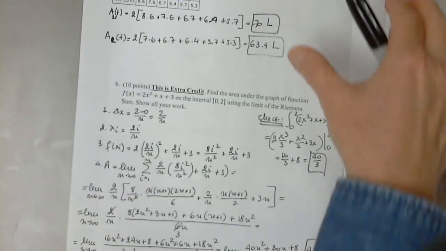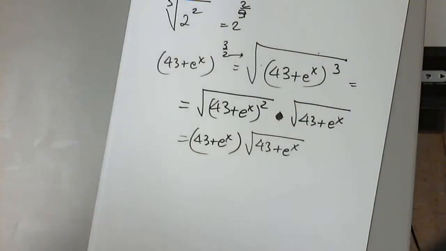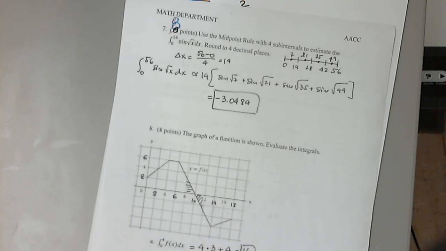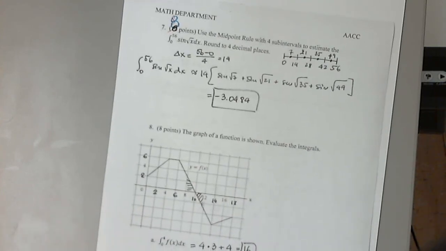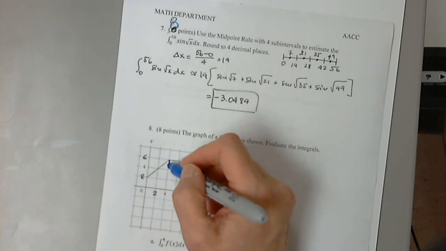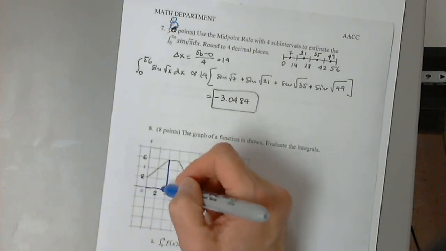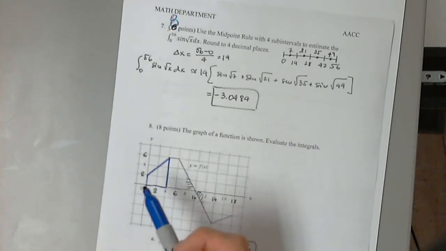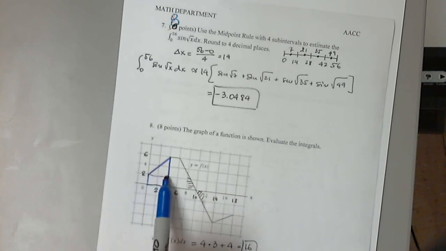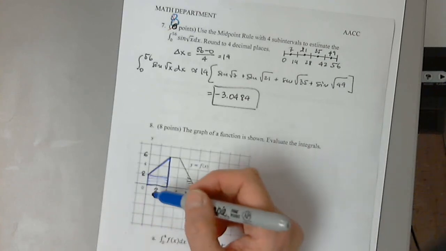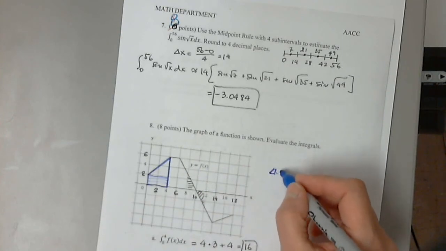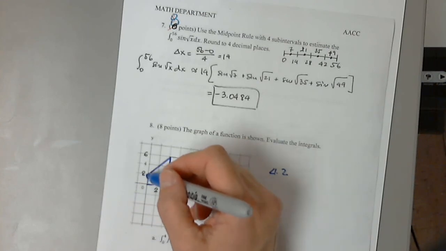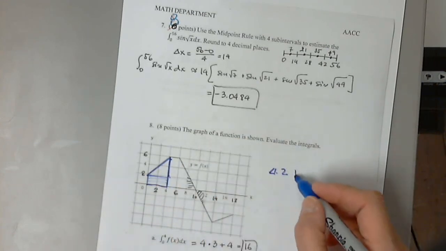Number 8. Where is number 8? Okay, so for number 8, the integral from 0 to 4 is this area. This area can be determined in several ways. One way will be to say this, which is 4 times 2, plus base times height divided by 2, 2 times 2 divided by 2.